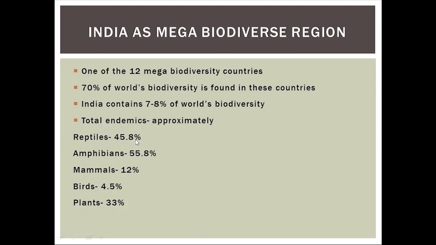About 45.8%. Then amphibians. Amphibians are animals that are capable of living on land as well as in water. So frog is an example of amphibian. 55.8% of amphibians are endemic. Then mammals, about 12%. Birds, 4.5%. Plants, 33%. So this is the approximate percentage of endemics present in India. Therefore, it is one of those 12 mega biodiversity countries.